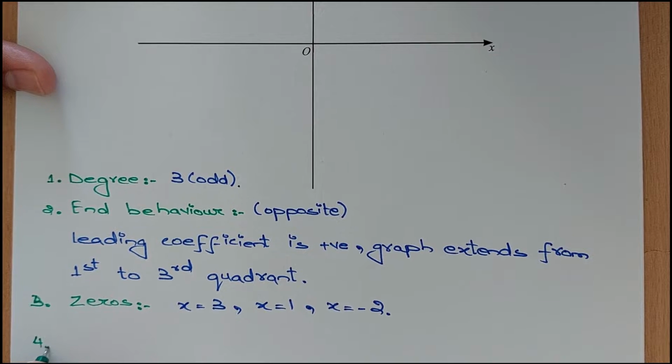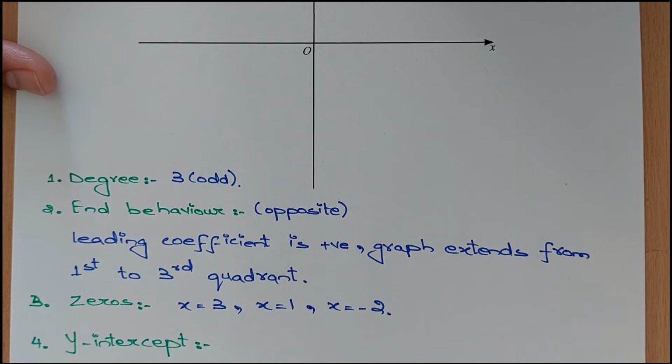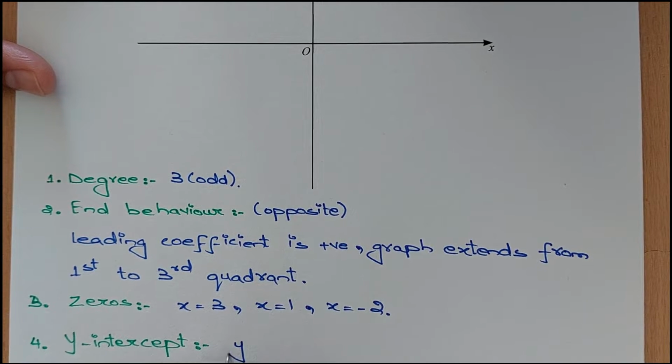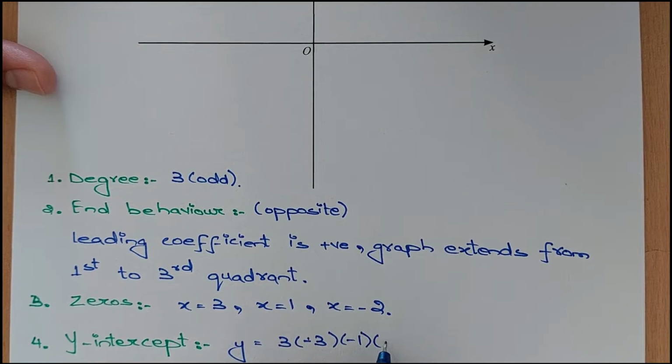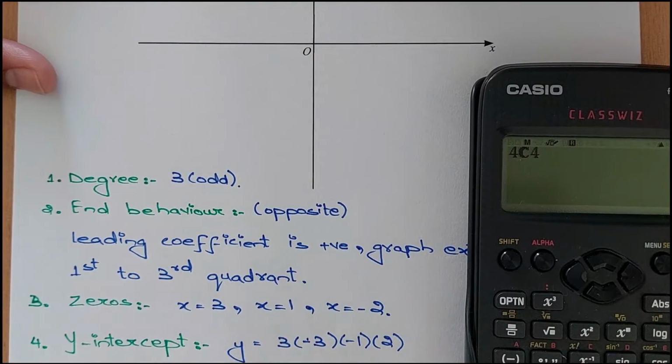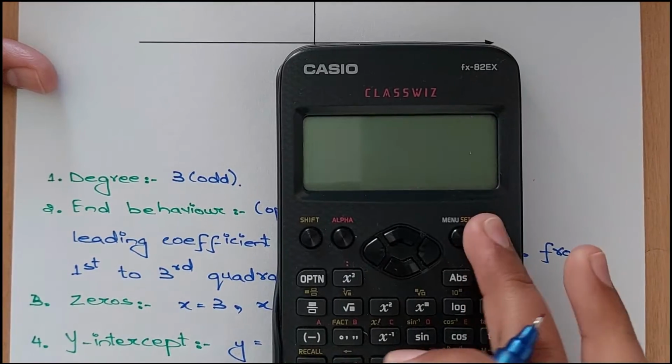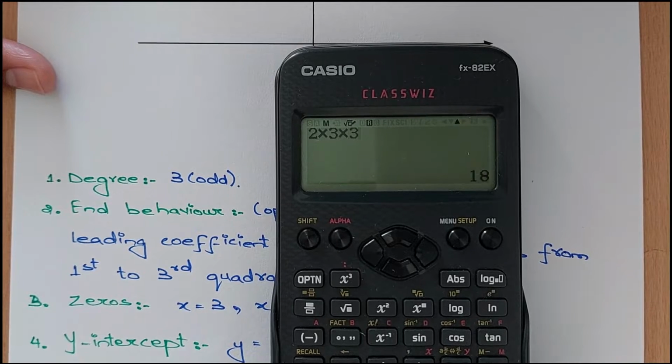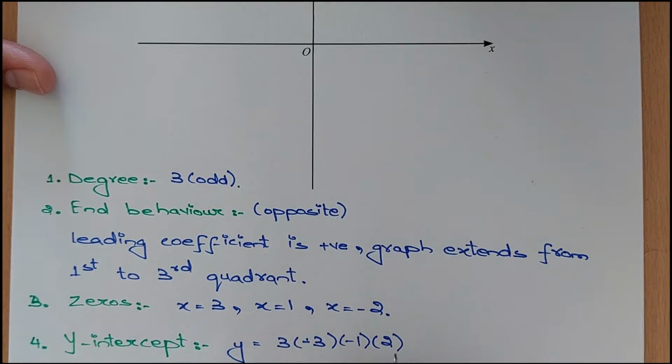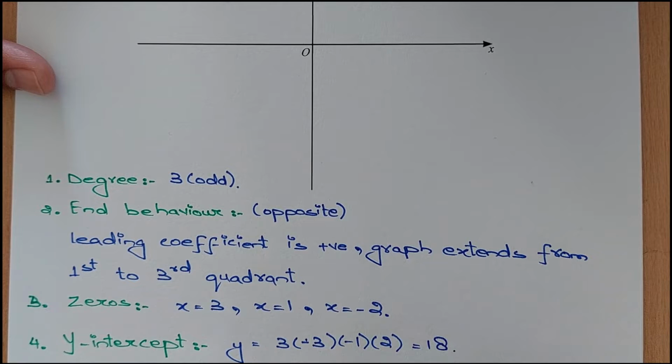Now the fourth step is the y-intercept. So the y-intercept is the point where the variable x equals 0. So y equals 3 times, just put x equals 0 throughout the equation, minus 3, minus 1 and 2, right? So let me simplify. Negative times negative is positive. We have 2 times 3 times 3, that is 18. 18 is the y-intercept. Right.